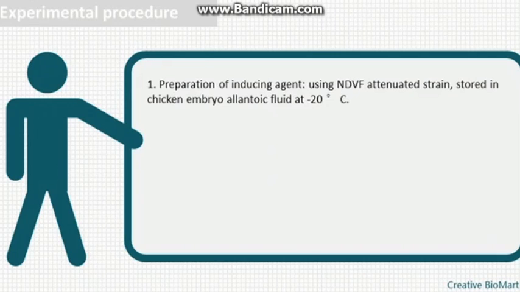Experimental procedure. 1. Preparation of inducing agent, using NDVF attenuated strain, stored in chicken embryo allantoic fluid at -20°C.